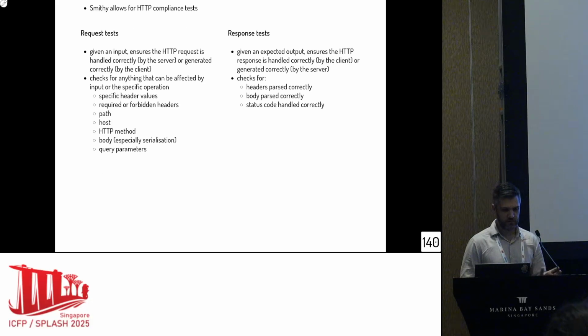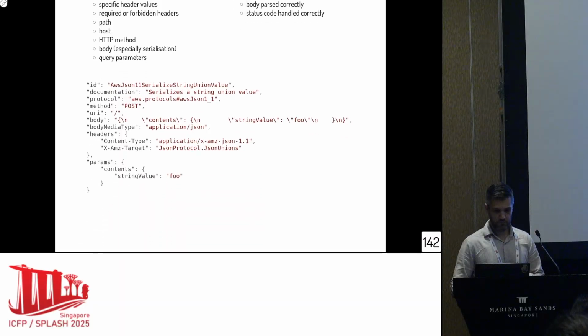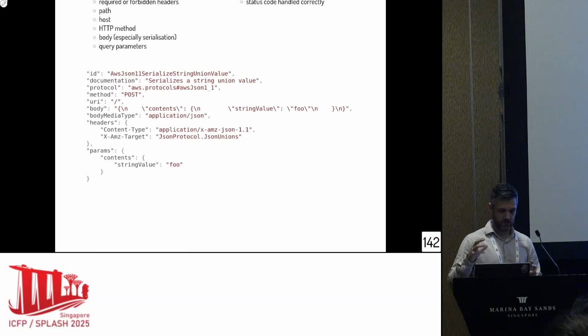There are two types of tests. Request tests ensure the SDK sends the right HTTP request, checking the URI, the body, and the headers have been generated correctly, and then response tests do the same in reverse, checking that the responses have been parsed correctly. This is an example of a Smithy request test from the AWS JSON protocol test suite. It's validating whether a union type, which is roughly equivalent to an ADT in OCaml, is correctly serialized in the body of an AWS JSON request.